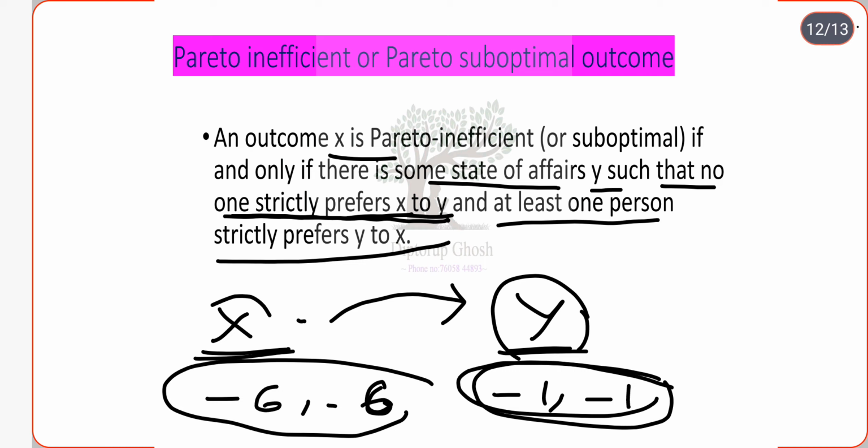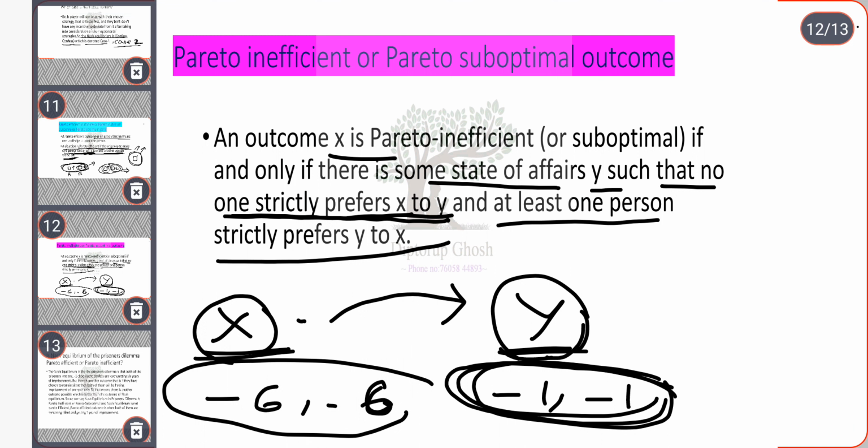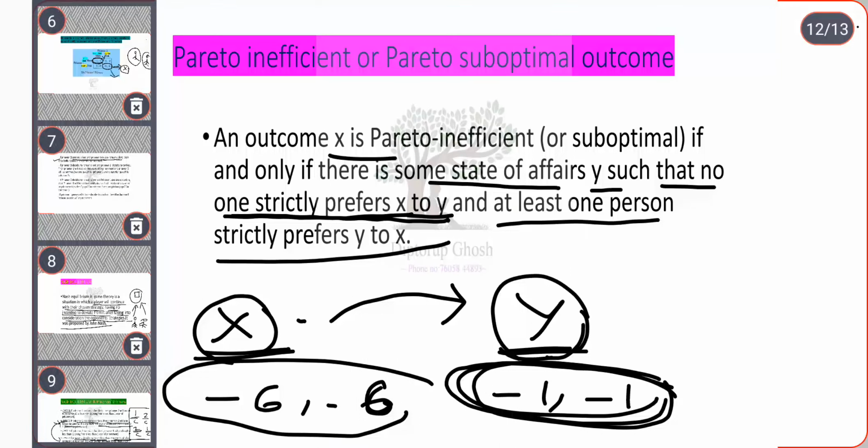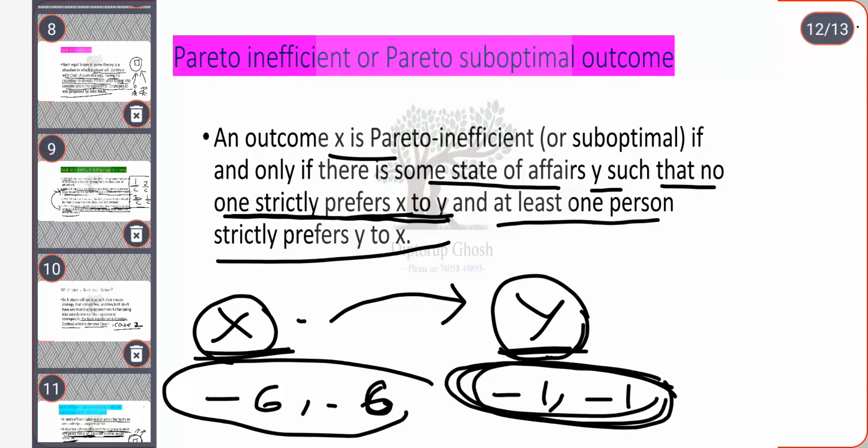So x is nothing but a Pareto inefficient or Pareto suboptimal outcome, because there is some outcome y which is giving them lesser imprisonment. So x is Pareto inefficient. It is not Pareto efficient. So which one is Pareto efficient? This y is Pareto efficient.